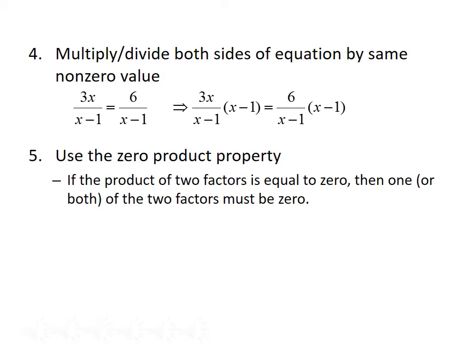And the last property that we're going to talk about, which we can use to form an equivalent equation, is the zero product property. The zero product property states that if the product of two factors is equal to 0, then one or both of the two factors must be equal to 0. So, for example, if we have x times x minus 3 is equal to 0, then that means that either x is equal to 0 or x minus 3 is equal to 0.